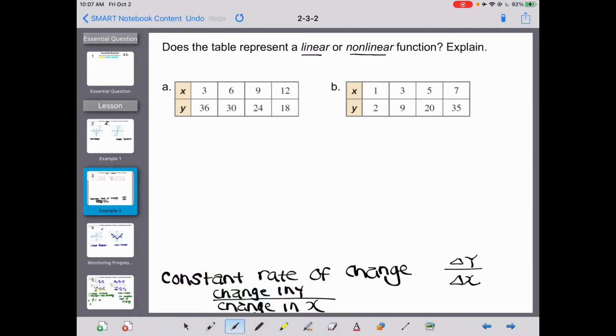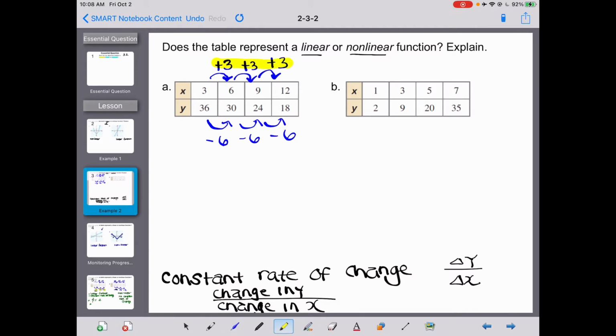So the first one, we look at the change in the x. How do you get from 3 to 6? We add 3, and it's pretty constant throughout the whole table. And we want to do the same thing for the y's. For the y's, 36 to 30, subtract 6. For the next one, 30 to 24, subtract 6, and the last one is subtract 6.